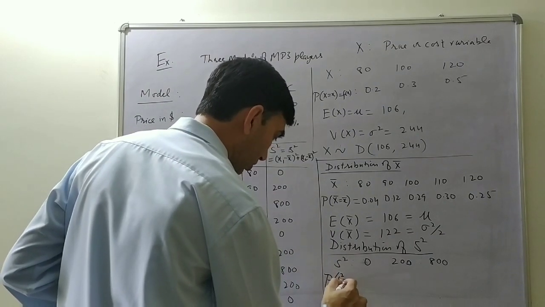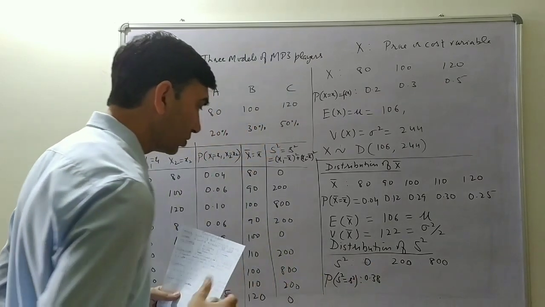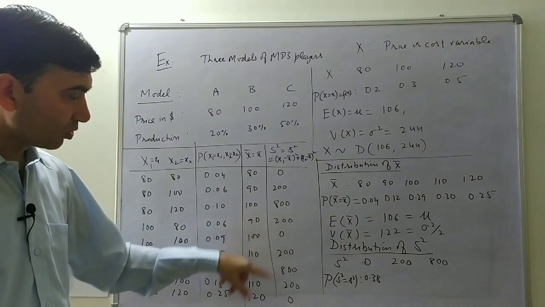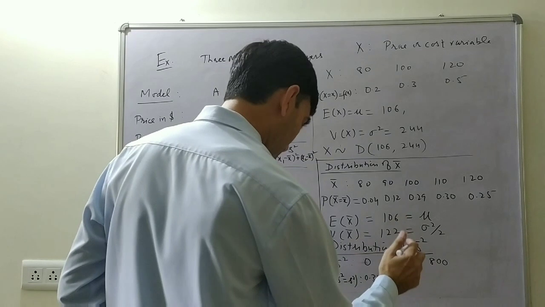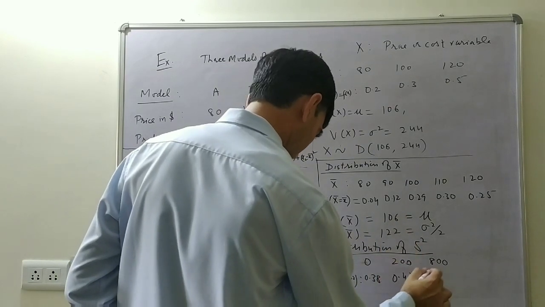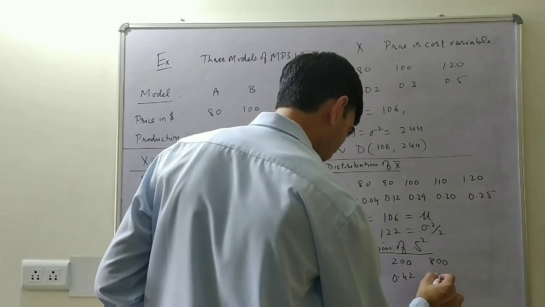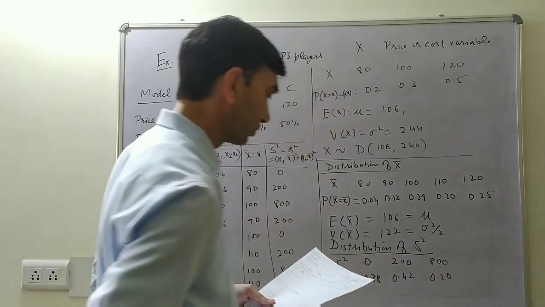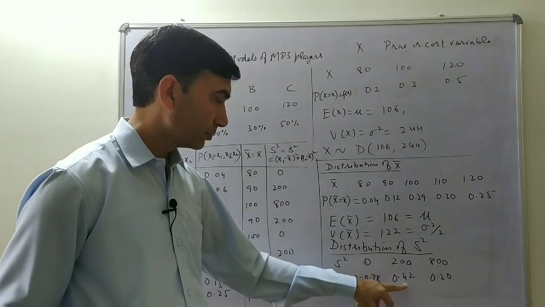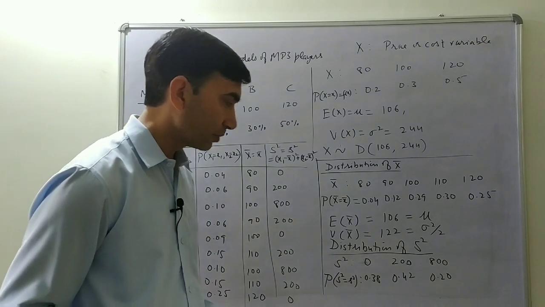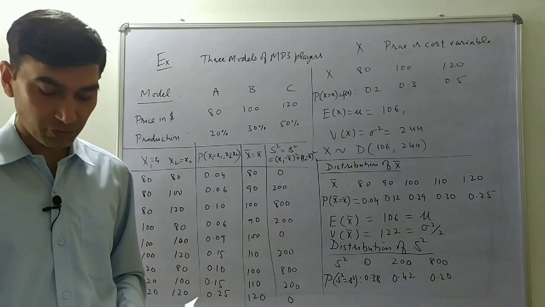Is it 0.38? Yes. Probability of S square equal to 0 is 0.38. Likewise, you can sum the probabilities corresponding to 200 from here and you will get 0.42. Corresponding to 800, it is 0.20. Right? Total should be 1. Check it. Yes, it's 1. So this is the distribution of S square, the sample variance.